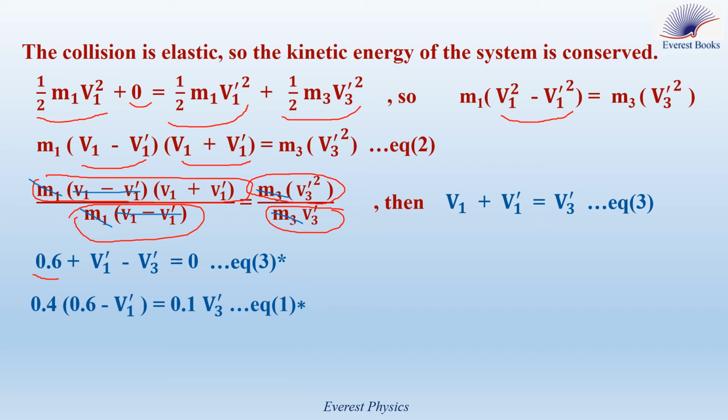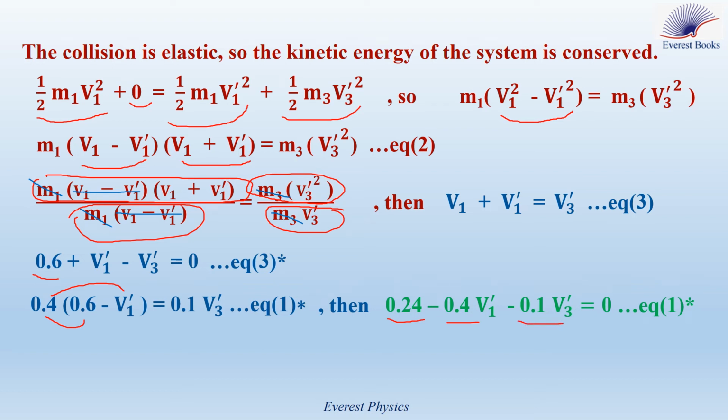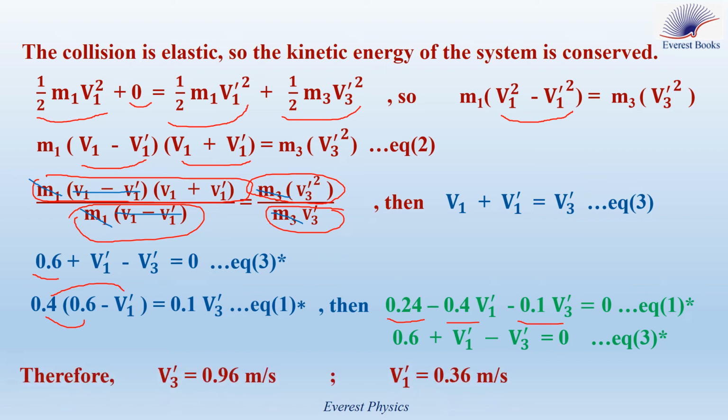We know that equation 1 is given by 0.4 times (0.6 minus v1 prime) equals 0.1 v3 prime. Expand, so 0.4 times 0.6 equals 0.24. 0.4 times minus v1 prime equals minus 0.4 v1 prime, and take 0.1 v3 prime to the left side of this equation, so it becomes minus 0.1 v3 prime equal to 0. So we have a system with two equations, equation 1 star and equation 3 star. Solving this system by using your scientific calculator, you get v3 prime equals 0.96 meters per second and v1 prime equals 0.36 meters per second.